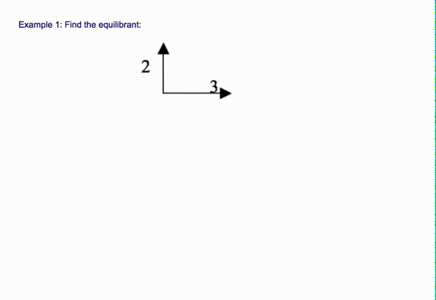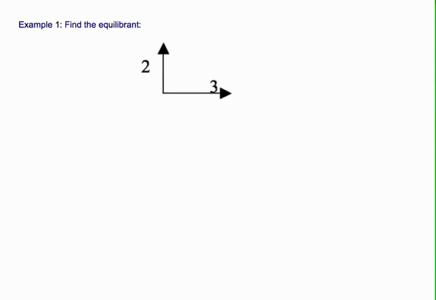So the new step is very easy. If it's in unit circle, you either add 180 or you subtract 180. Only one of them is correct because only one of them will give you an answer between 0 and 360. So let's find the equilibrant for this one. The first step is to find the resultant.